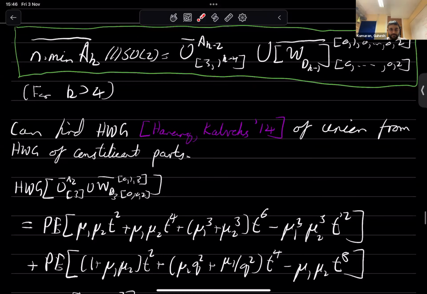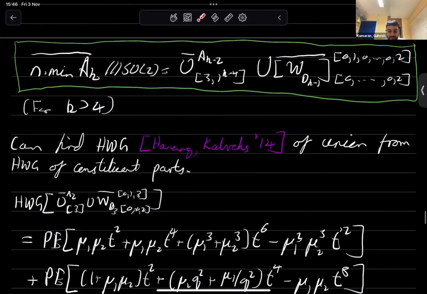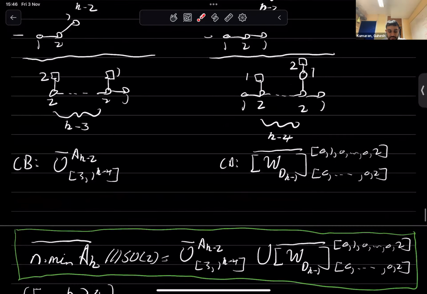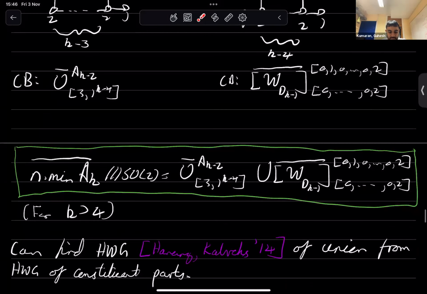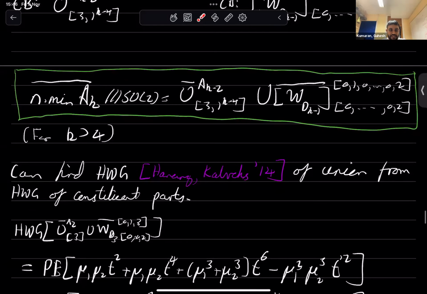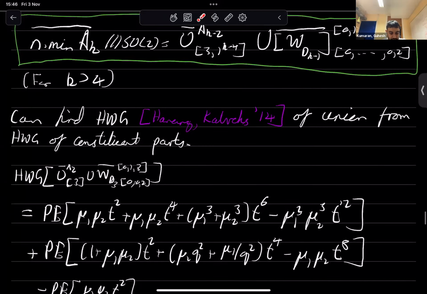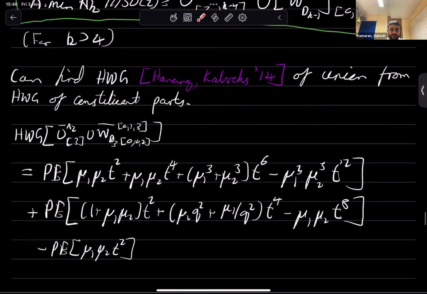So again, this problem of finding highest weight generating functions or Hilbert series and decomposing them in a nice way is difficult when you have a union of moduli spaces. But the fact that our quiver subtraction actually identifies the constituent parts of the union means that you can find simple expressions for highest weight generating functions and Hilbert series of unions. What you do is you just take a signed sum of each of the constituent parts.